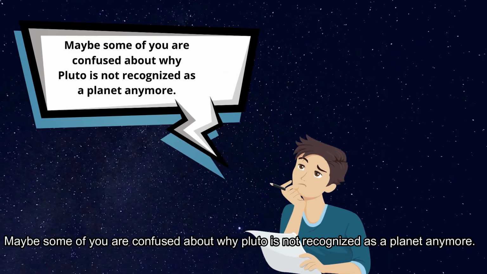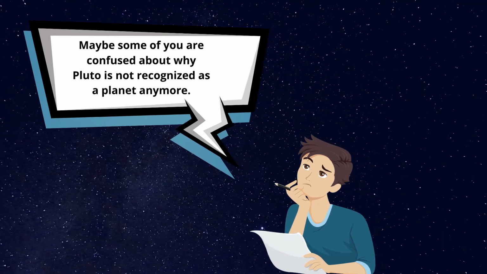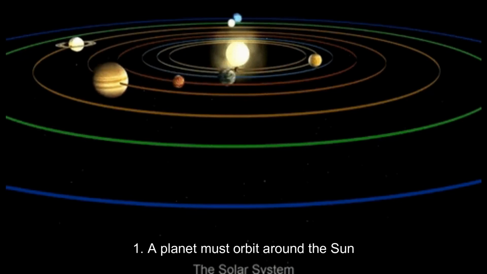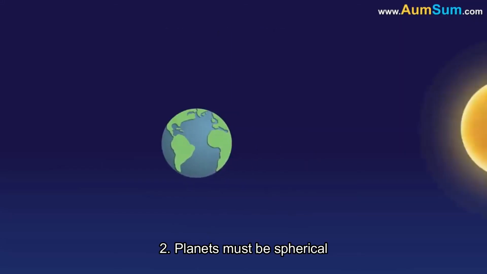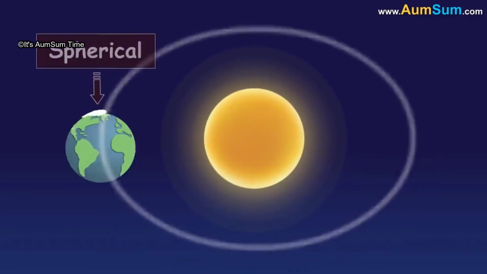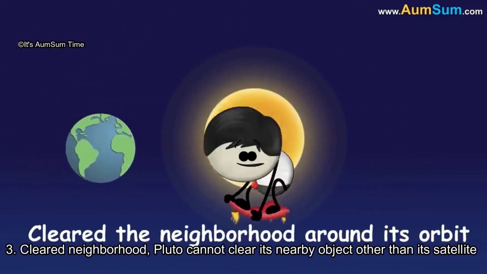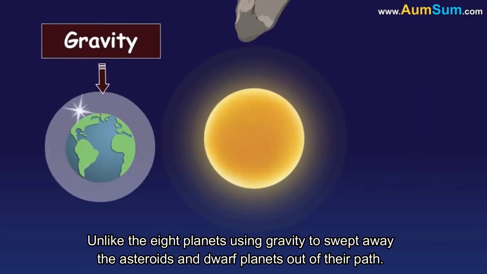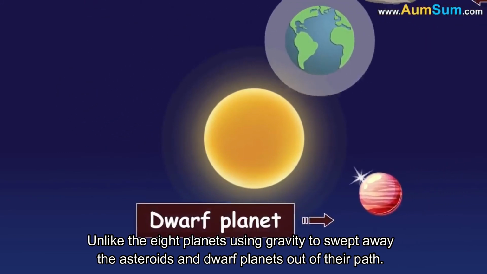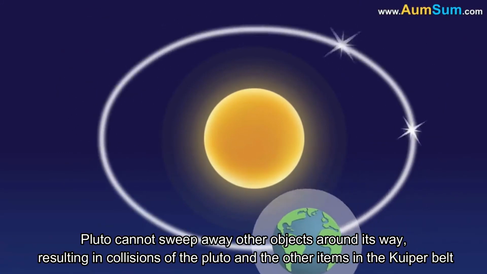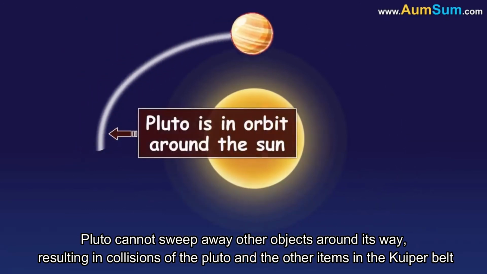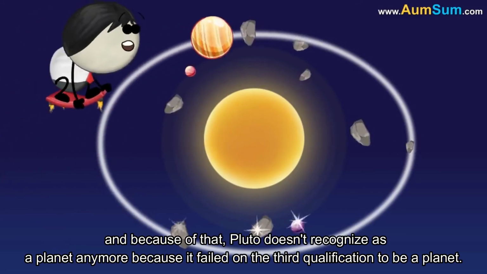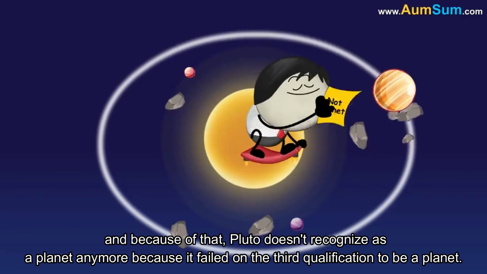Maybe some of you are confused about why Pluto is not recognized as a planet anymore. There are 3 qualifications to be classified as a planet. 1. A planet must orbit around the Sun. 2. Planets must be spherical. 3. Clear neighborhood. Pluto cannot clear its nearby objects other than its satellites. Unlike the 8 planets, which use gravity to sweep away the asteroids and dwarf planets out of their path, Pluto cannot sweep away other objects around its way, resulting in collisions of Pluto and other items in the Kuiper belt. Because of that, Pluto isn't recognized as a planet anymore, because it failed the 3rd qualification.